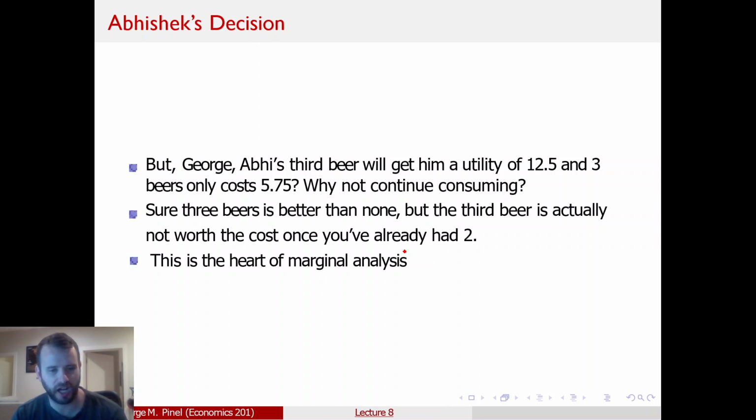And as long as you can find something where your marginal utility is greater than your marginal cost, you'll keep consuming until they equalize. And then once they equalize, if you go any further, then your marginal cost will be greater than your marginal utility. You're going to stop. Okay.